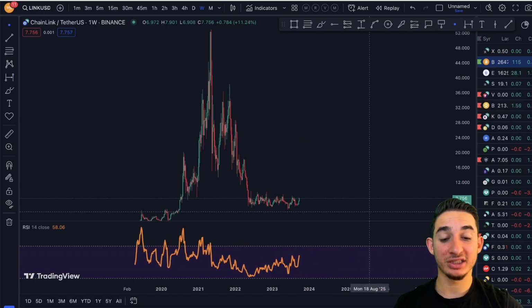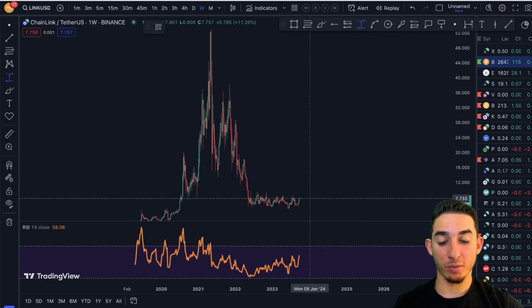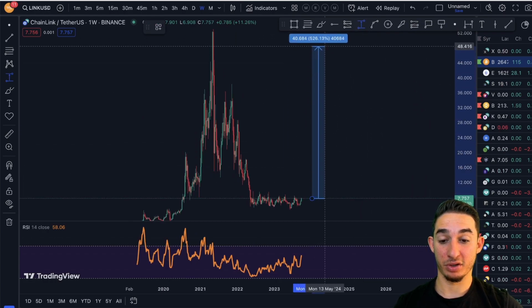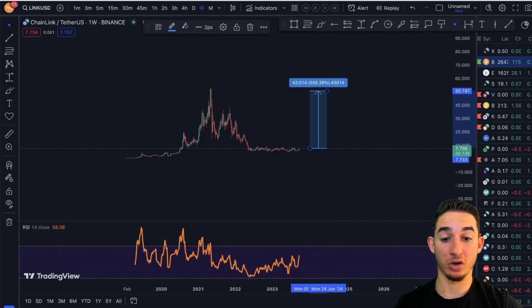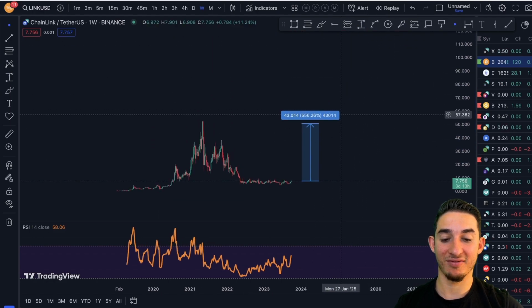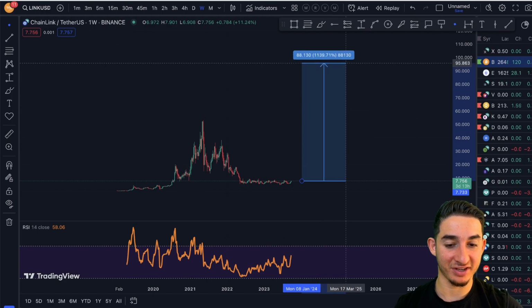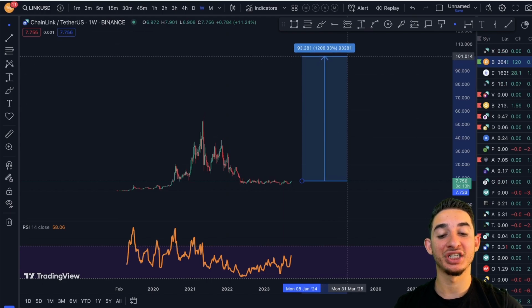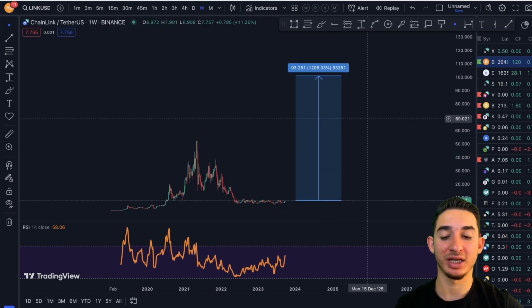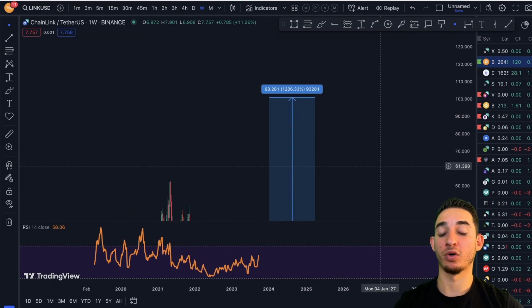Now, if I actually take Chainlink right here, we're currently sitting at $7.73 approximately. If I take it all the way to the all-time high, this gives you a return of 556%. Now, we said 12.5x. 12.5x would essentially give Chainlink at $100. Now, I definitely could see Chainlink at $100. I mean, it's a no brainer. Of course, not financial advice.